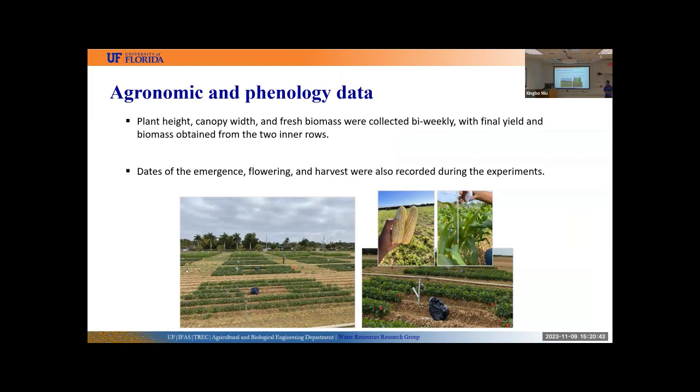In this experiment, we also collected agronomic and phenology data. We collected plant height, canopy widths, and fresh biomass bi-weekly, and we also collected yield and biomass at the end of the experiment from the 2 inner rows, as you see in this figure. We neglected all the outer rows in order to minimize border effects.